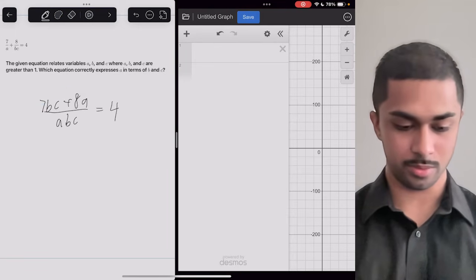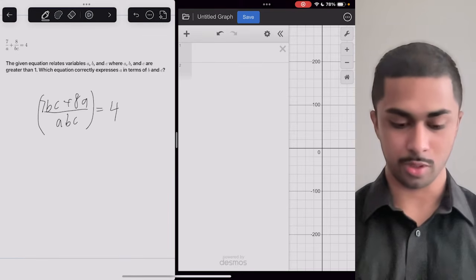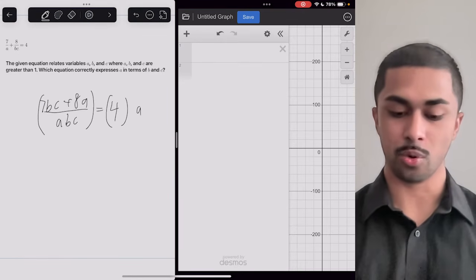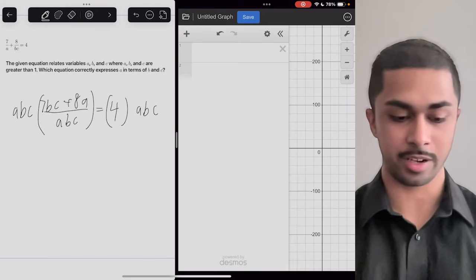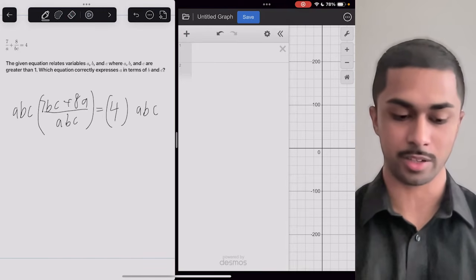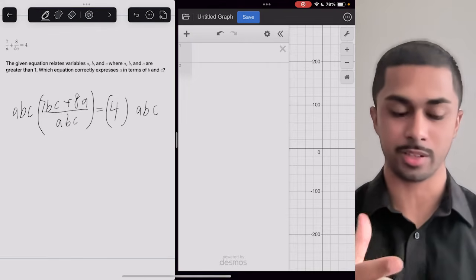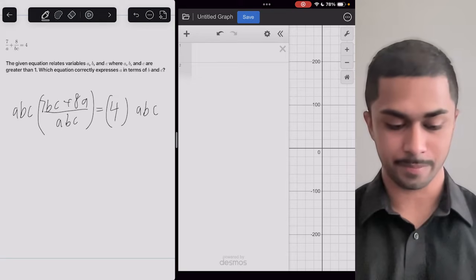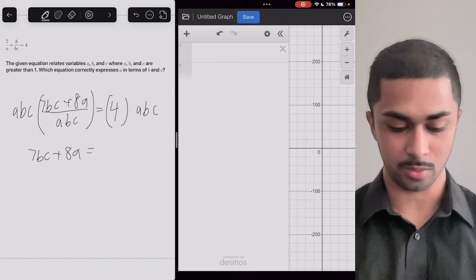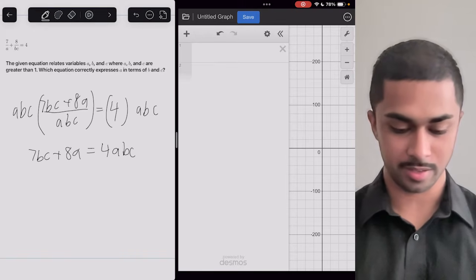Here is what we do. Let's multiply the ABC to the other side. So once you've combined the two fractions, right? Since you're isolating for a variable, you always combine the fractions. And then once you've combined the fractions, you multiply the denominator to the other side. 7BC plus 8A equals 4ABC.